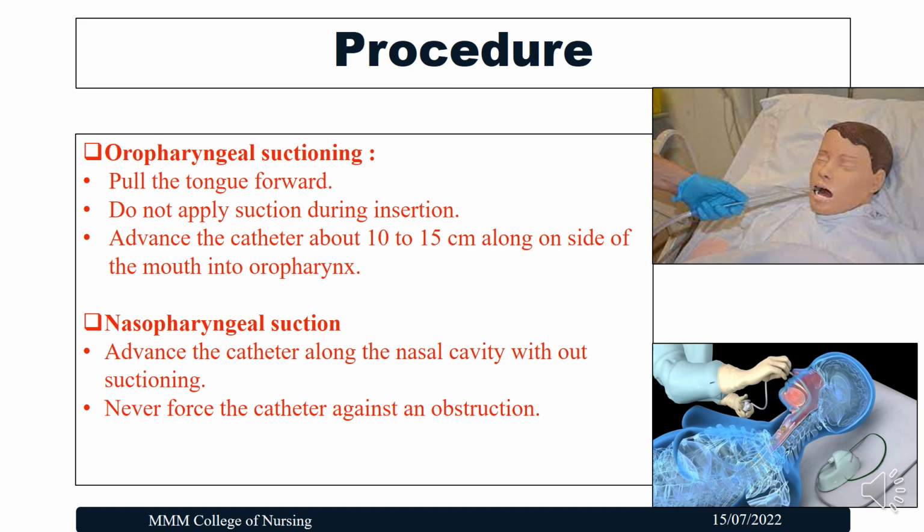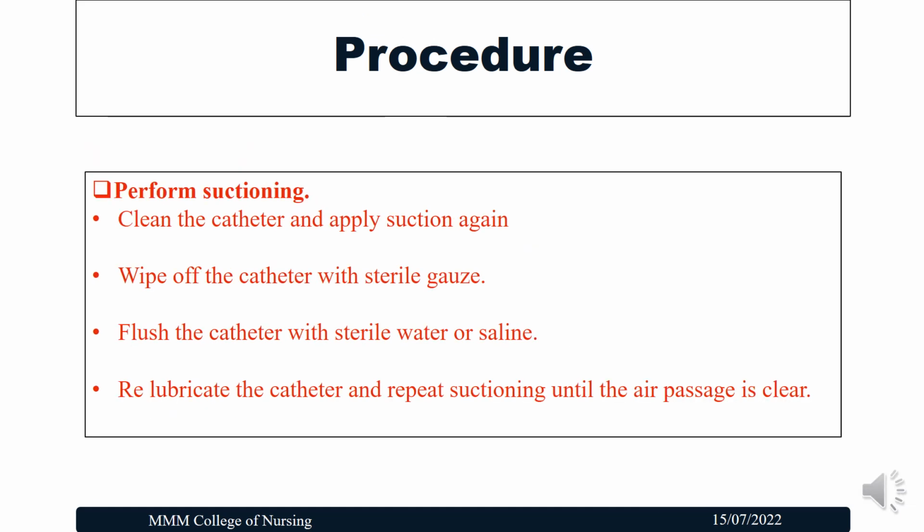While removing the catheter, we have to apply pressure, and in rotatory motion, we have to take it out. So for nasopharyngeal suction, advance the catheter along the nasal cavity without suctioning. Never force the catheter against any obstruction. If you feel any obstruction when we are inserting the catheter, we should not advance the catheter any further.